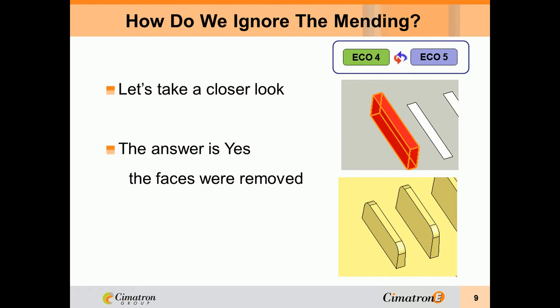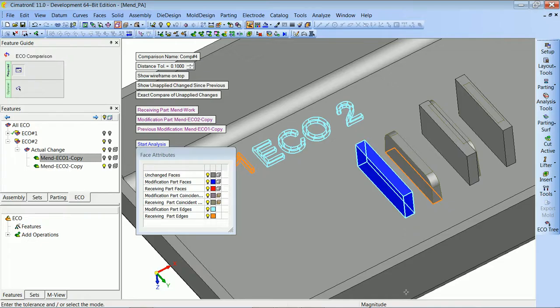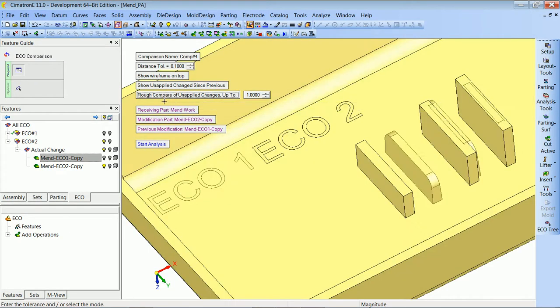Now, we know that it is more or less the same rib, so if we could make this test a little bit looser, if we could tell the system it is okay to have some distance between the faces, then maybe the answer would change. So let's see how we do that. We have another option here. Right now it says exact compare of unapplied changes, but we can change it to rough compare of unapplied changes, and we can specify the distance that is allowed between faces that are supposed to be removed or added and the faces of the work part.